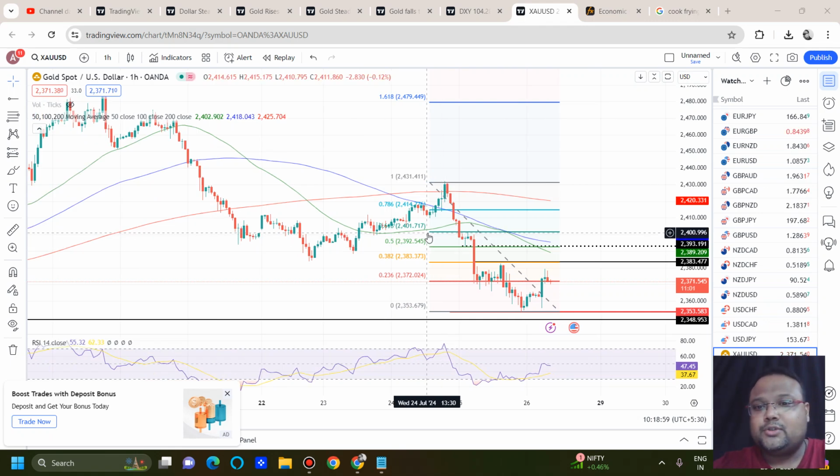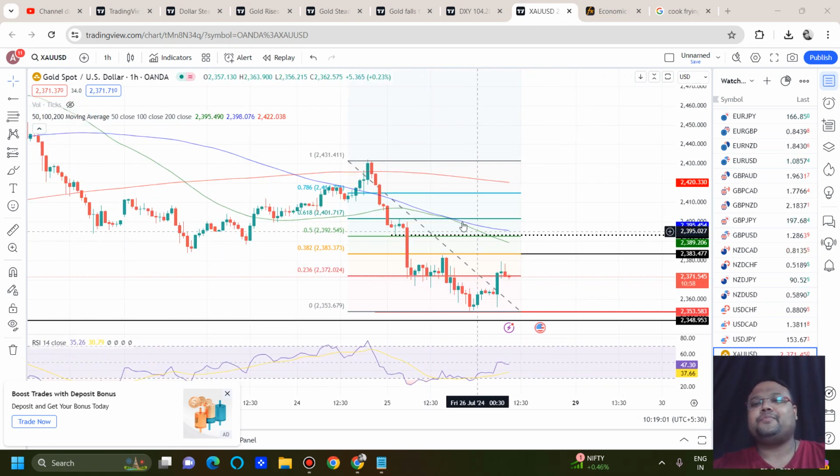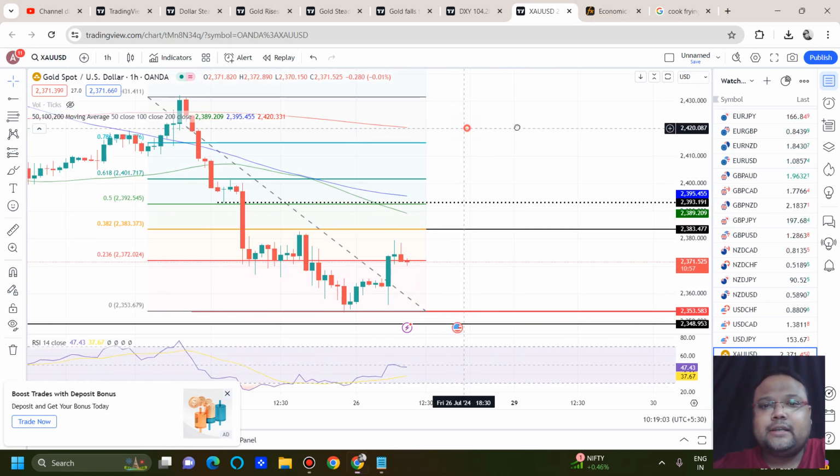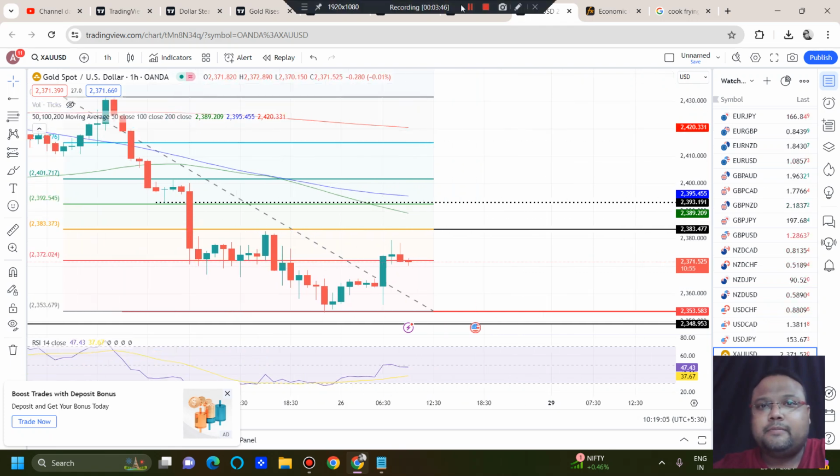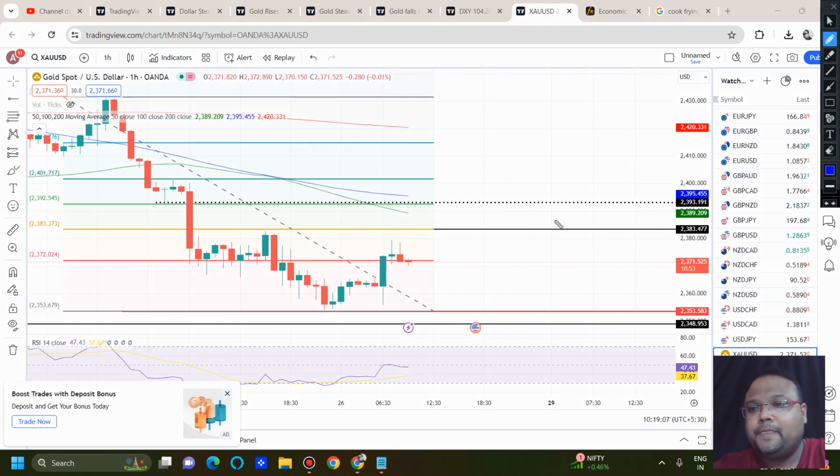So let's look at the trading opportunities now. You can see that I have drawn Fibo as usual, my beloved Fibo. The next Fibo level is coming around 2383.5.